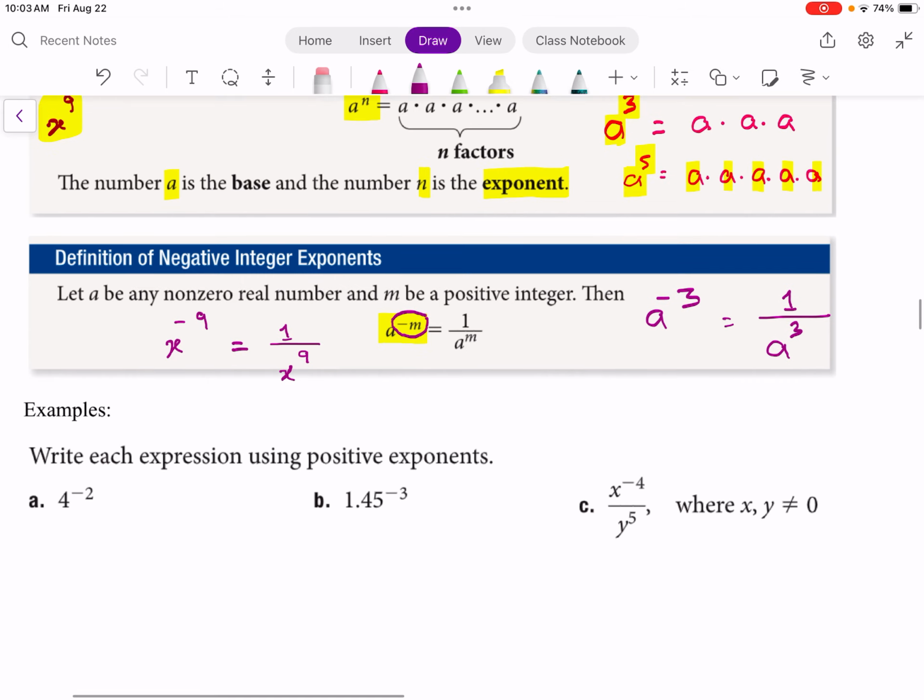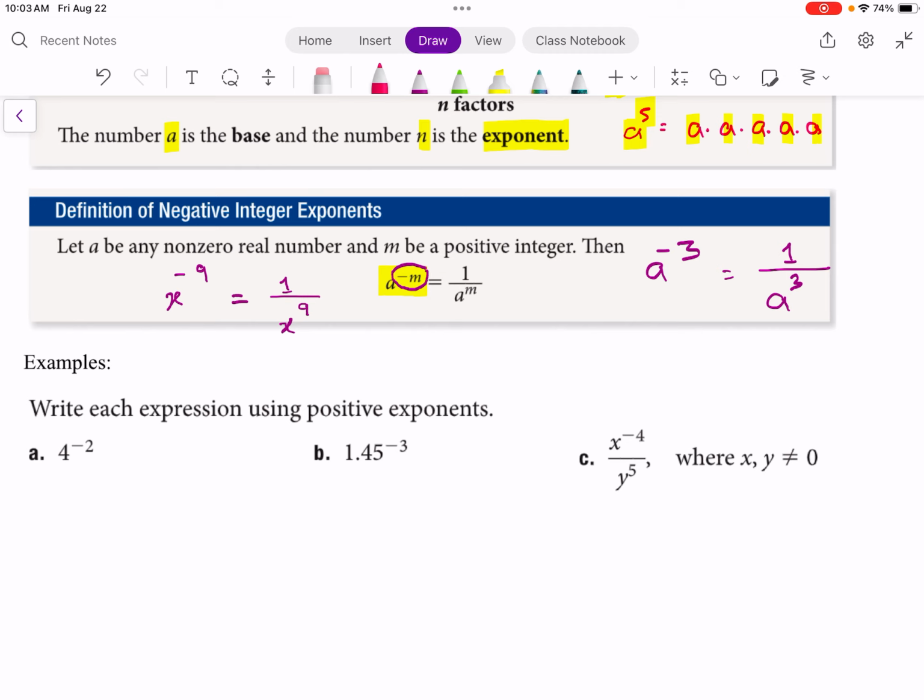Here we have more examples, and we are asked to write each expression using positive exponents. So we have 4 to the power negative 2. Now what will this be? You have 1 in the numerator, then you just write down 4 to the power 2.